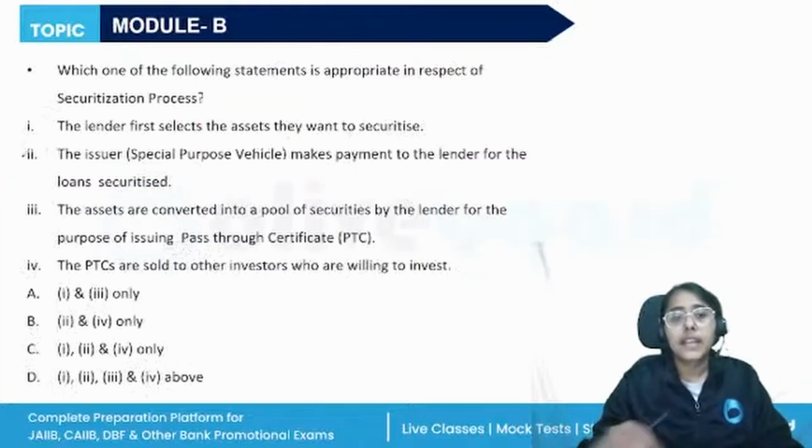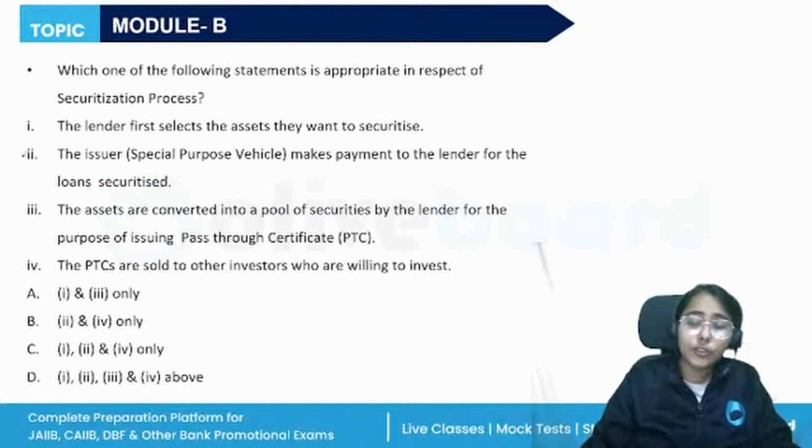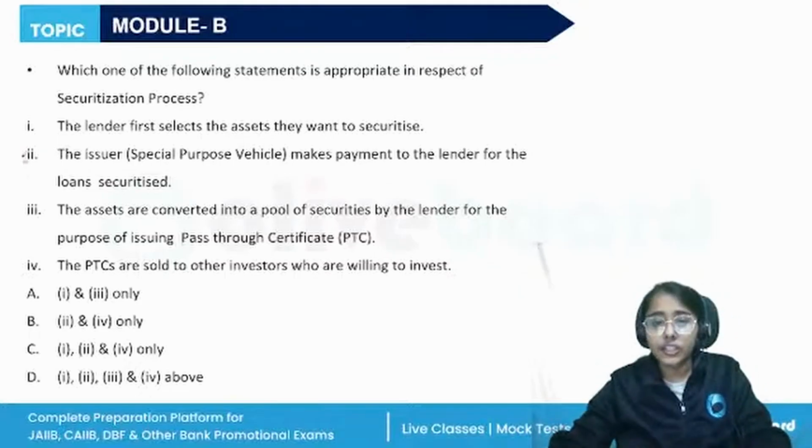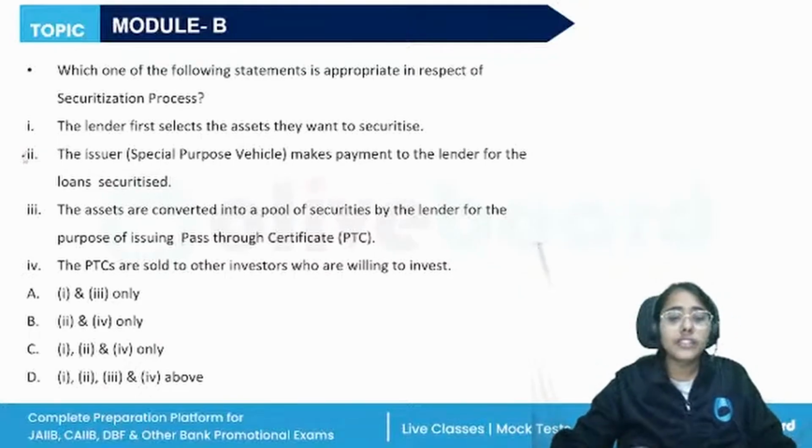All right. Now we move on to the last unit of our module B, which is securitization. Which of the following statements is appropriate in respect of the securitization process? So when we are talking about securitization, I hope you understand that we are referring to the various acts like the SARFAESI Act, under which the securitization and reconstruction is done. Right? Now answer this question. Which of the following statements is appropriate in respect of the securitization process?